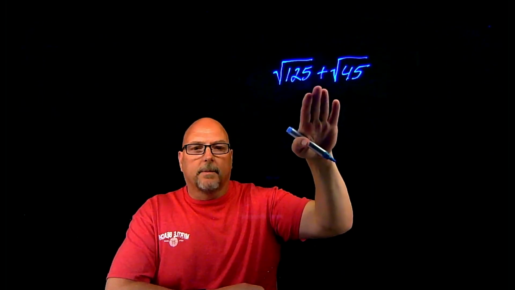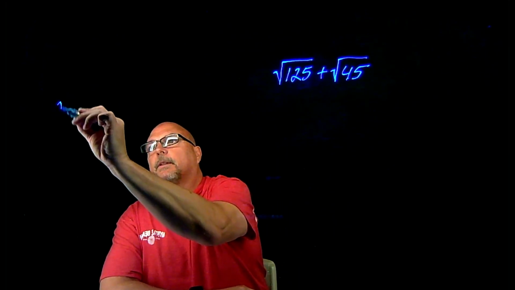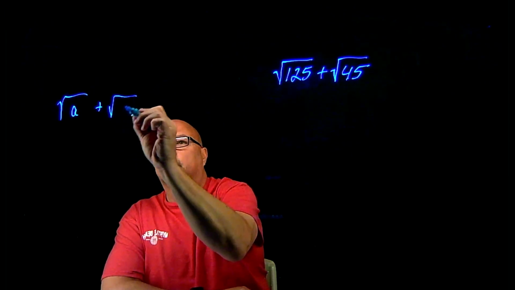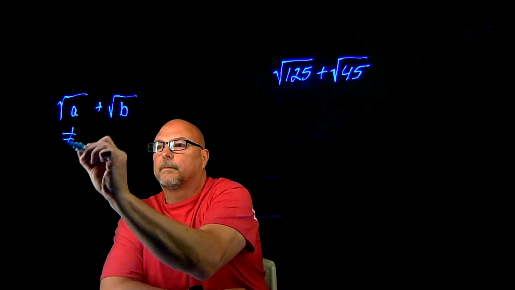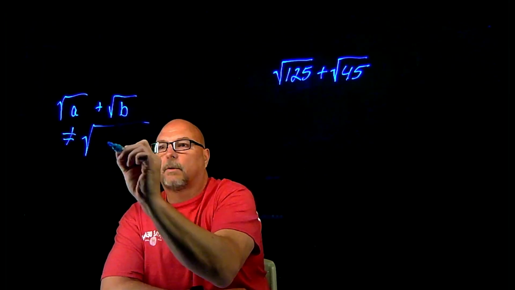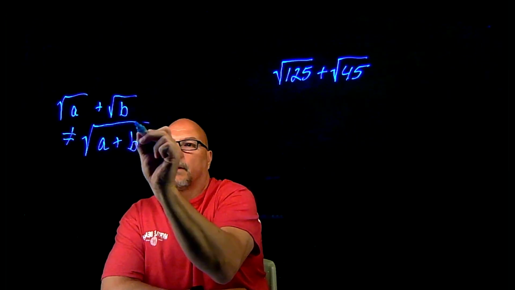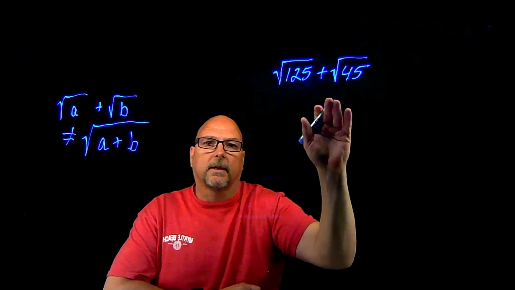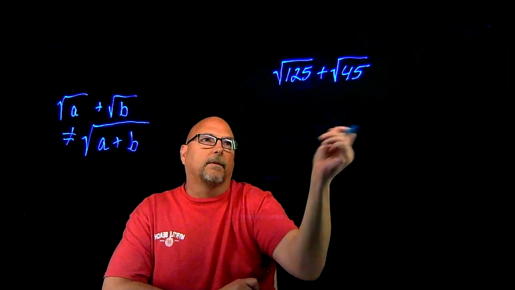One thing you want to remember when you're adding radicals, different than multiplying radicals, is that the square root of a plus the square root of b is not equal to the square root of a plus b, right? These two expressions are not equal, so when you go to simplify something like this, you can't just add the 125 and the 45 together.